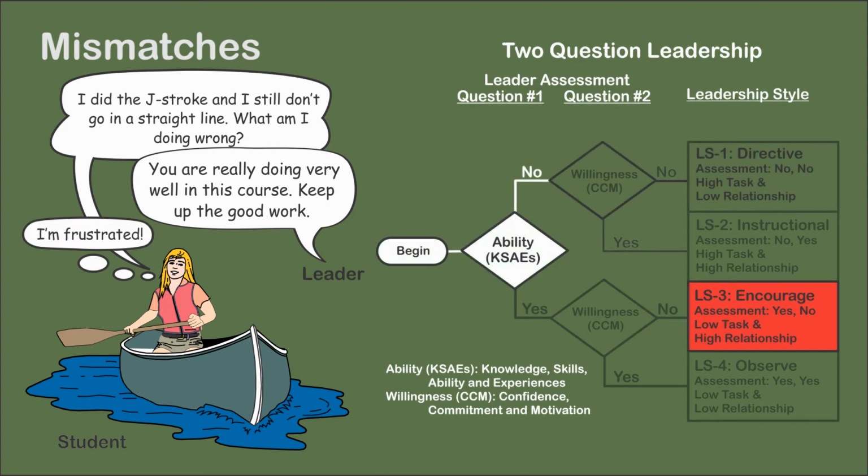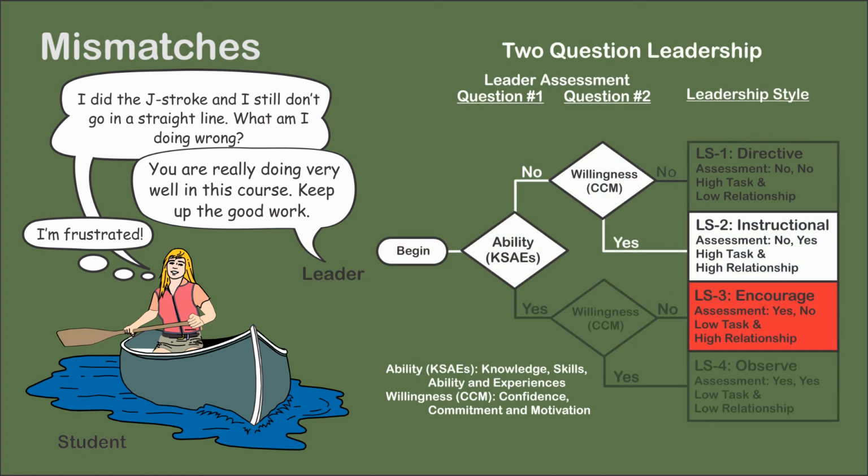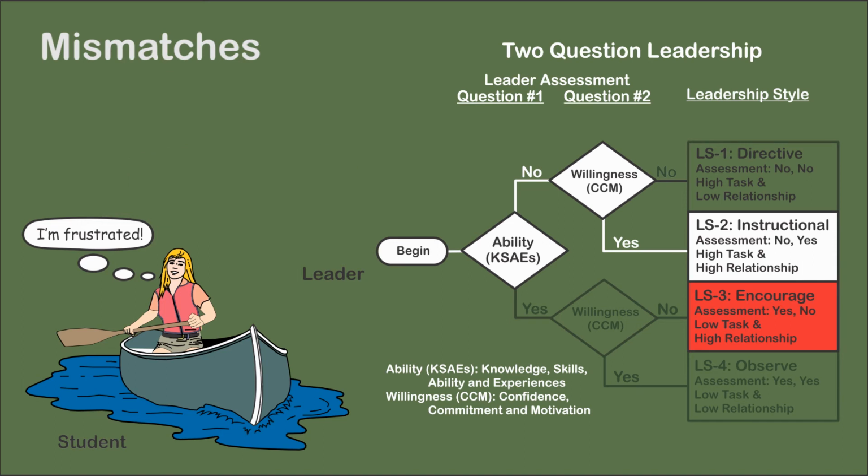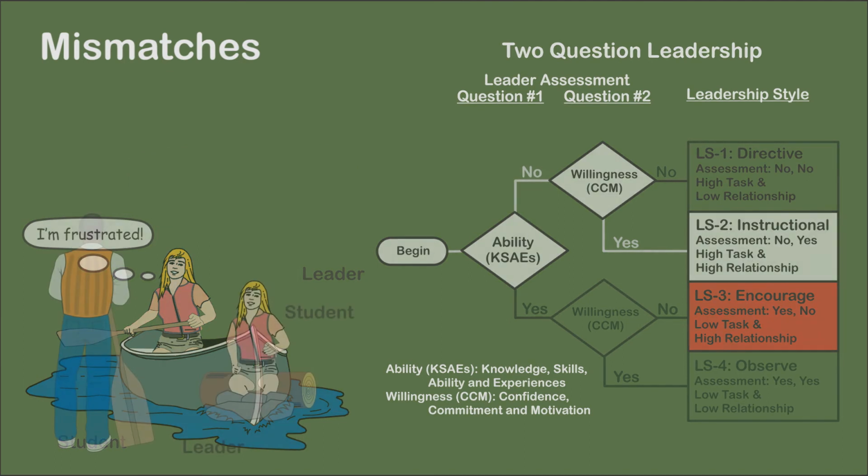Frustrated, the student is unable to do the J-stroke and seeks feedback. The leader is using a style of encouragement when the student really needs an instructional leadership style that explains what the student needs to do to correct her J-stroke.